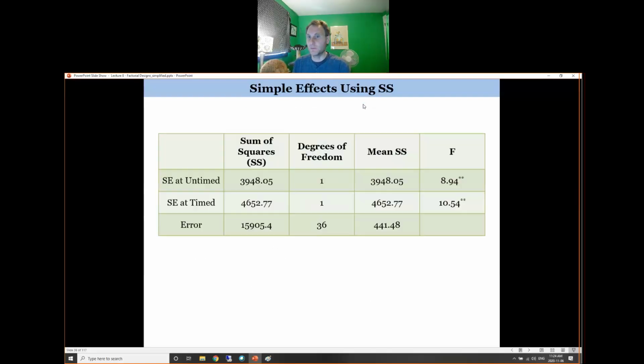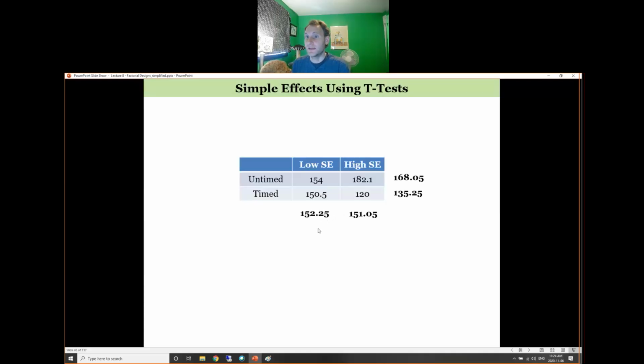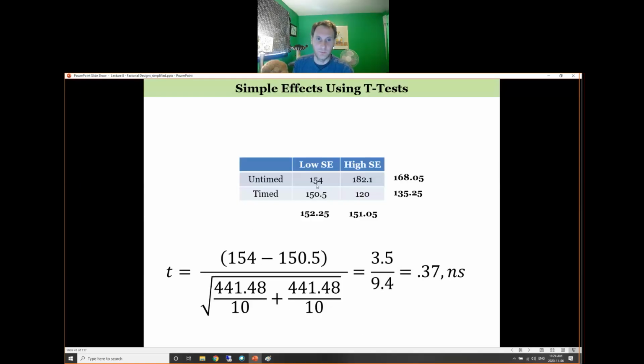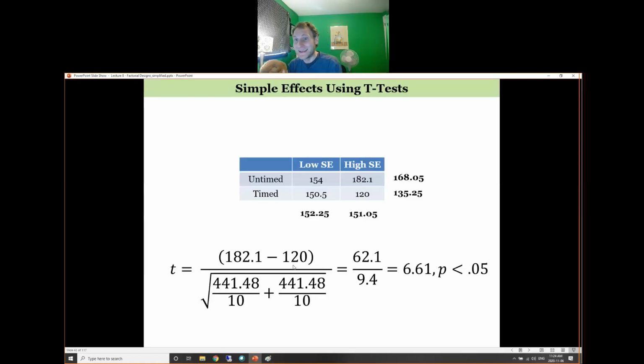I could do it with sums of squares. I could also, in this case, do it with a t-test, right? Because I'm only comparing 2 means. And in this case, it's 154 minus 150.5. That's the difference at that low end. And in my denominator, I'm using my mean squared error as my estimate of population variance. And in this case, we find that no, that's non-significant. That little tiny gap we saw is effectively 0. And the fact that they're not exactly the same, that 154 and 150.5 are not exactly the same, is just sampling error.